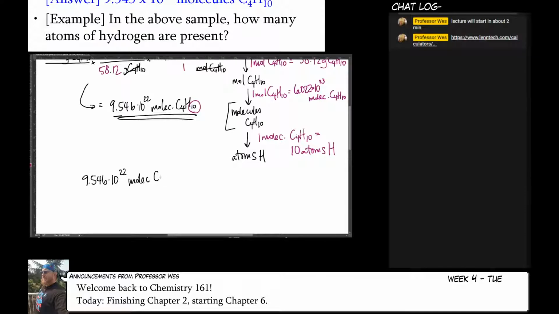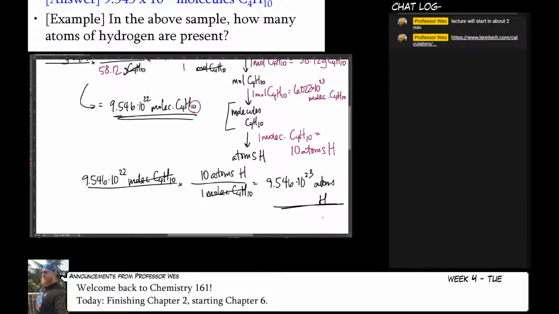Well, I have the number of molecules that I've got of C4H10, and in one molecule of C4H10, there are 10 atoms of hydrogen. As long as the units cancel out, the problem should make sense to us. And this times 10 is just the same number, times 10 to the 23. So you could calculate the number of parts within the whole this way by getting the number of molecules.